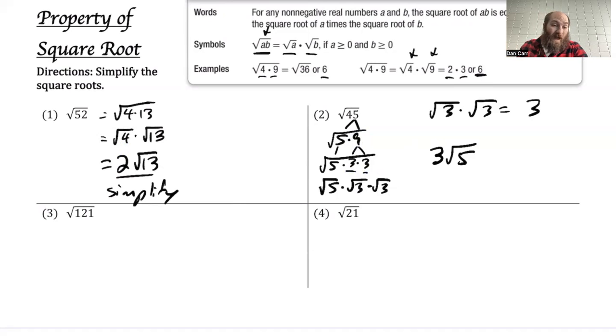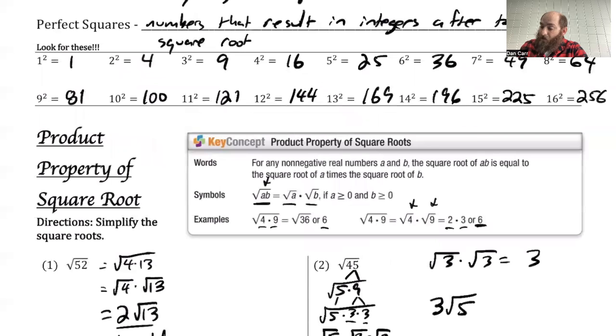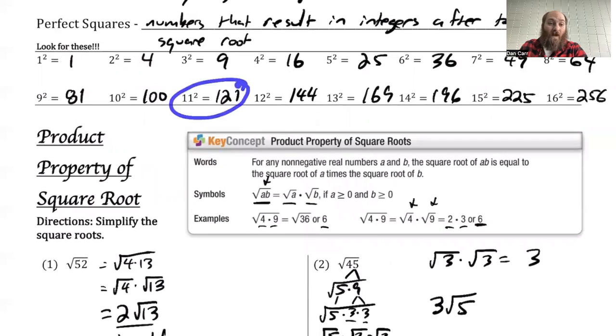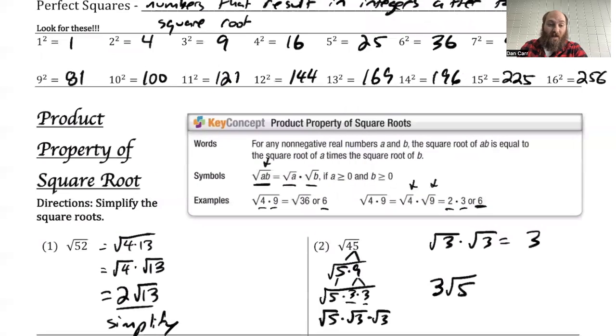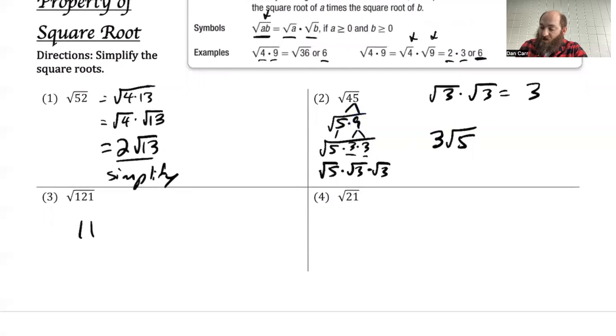So 121, I'm going to recognize that. I look back here, hey, that's the same as 11 squared. All right, so that's easy. Square root of 121 is just 11. Square root of 21 though. Try to think of what 2 numbers multiply to 21. That's 3 times 7. Nothing else I can do there.